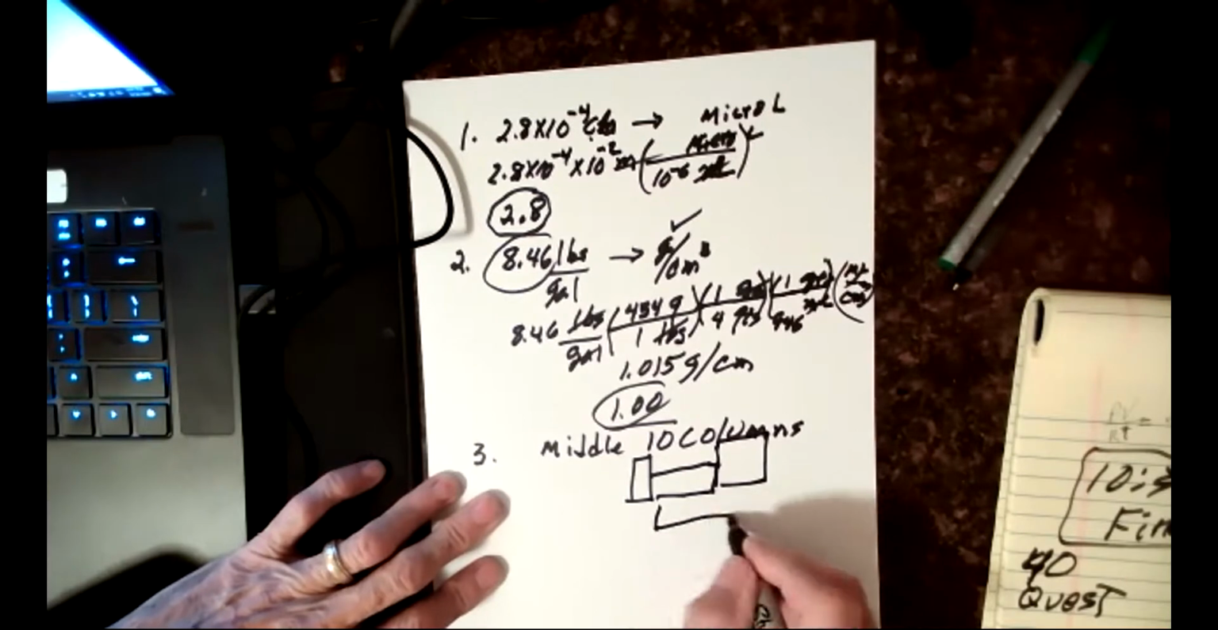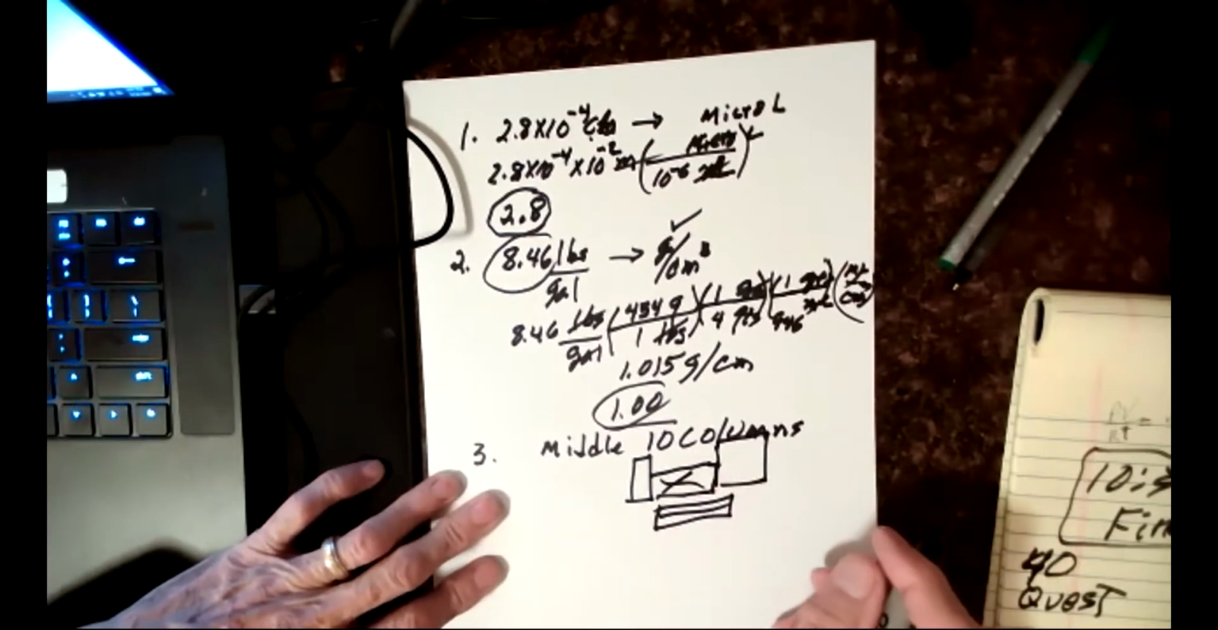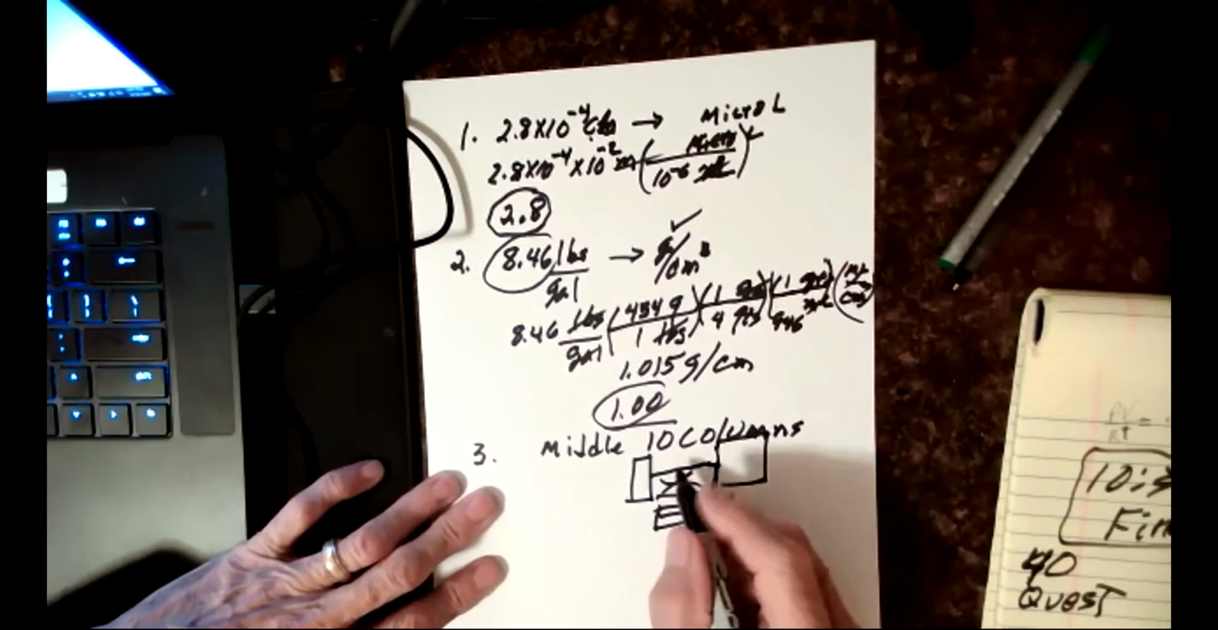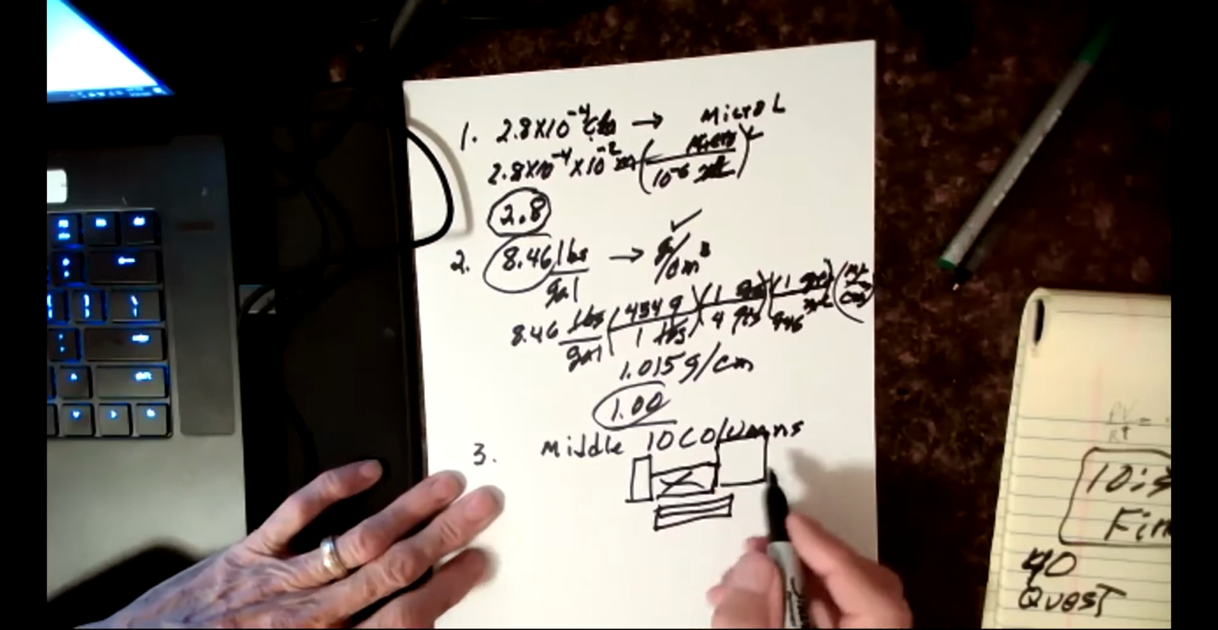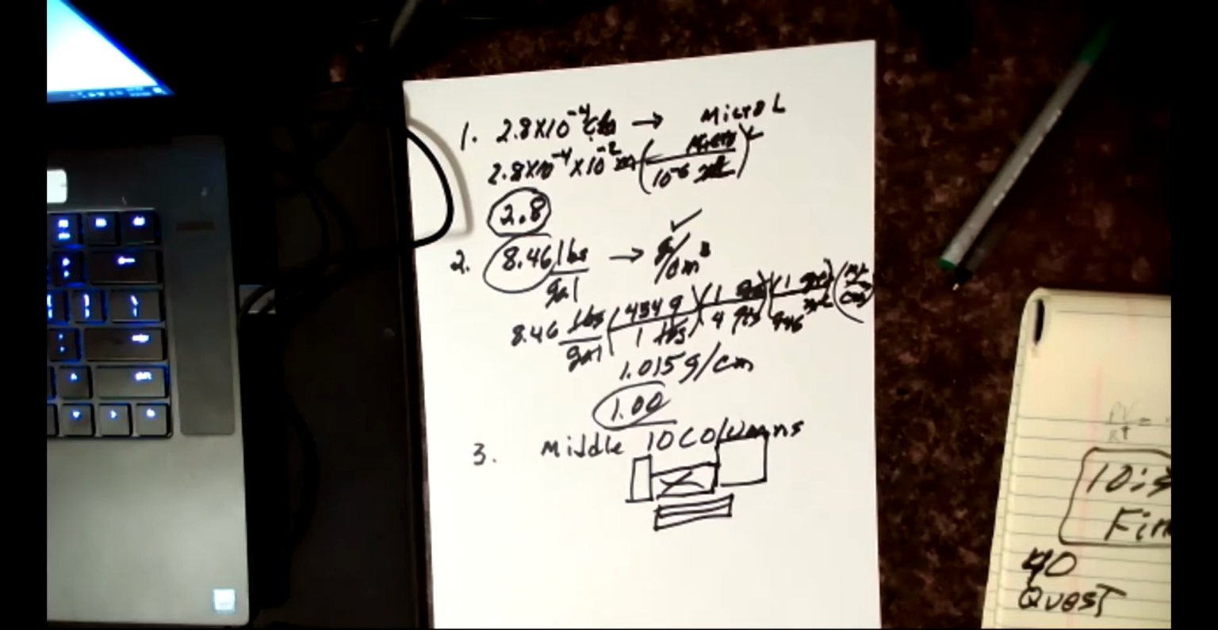And then down here it's like this. And we're talking about this group of elements here. And that middle 10 is the transition elements. And so that's the answer to that one. Again, so you see, that's one that takes no time really to do.